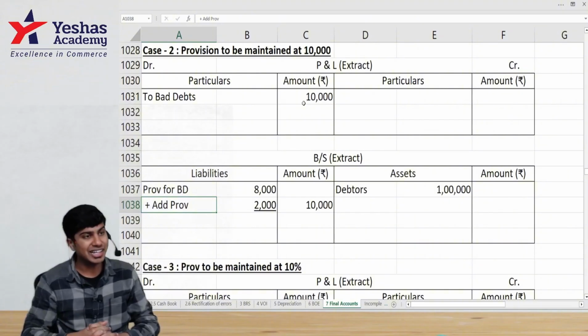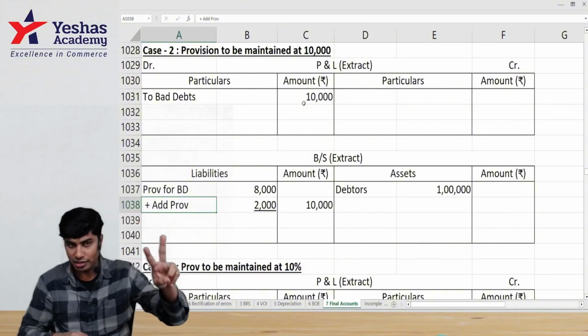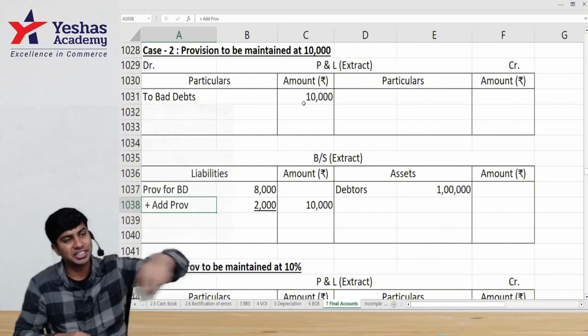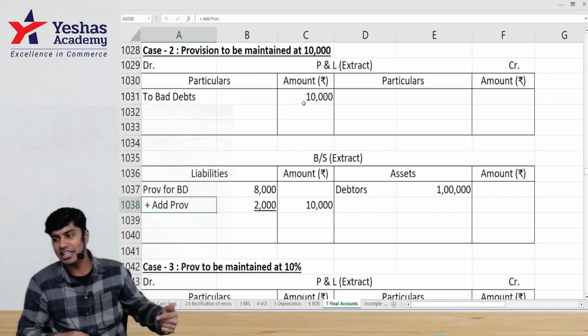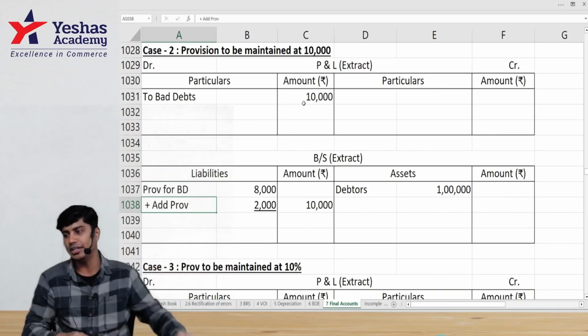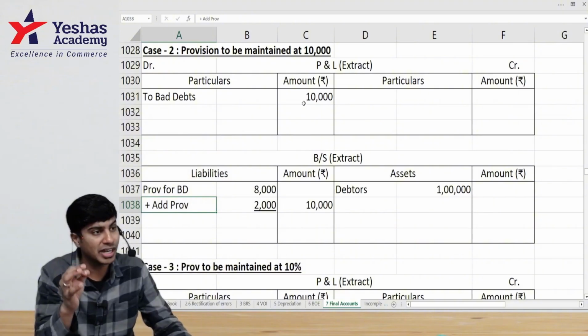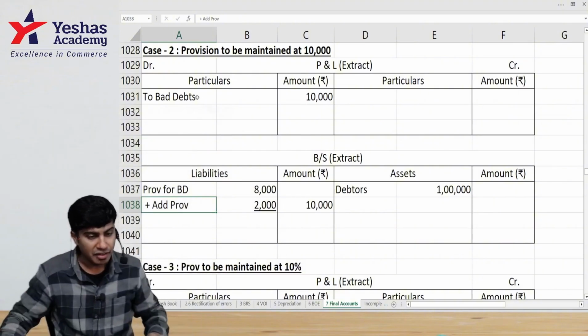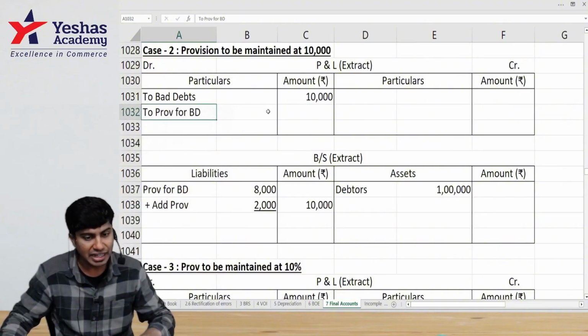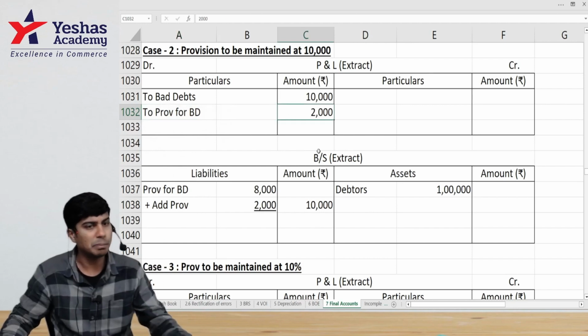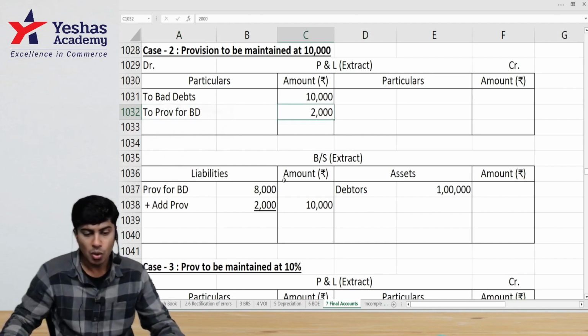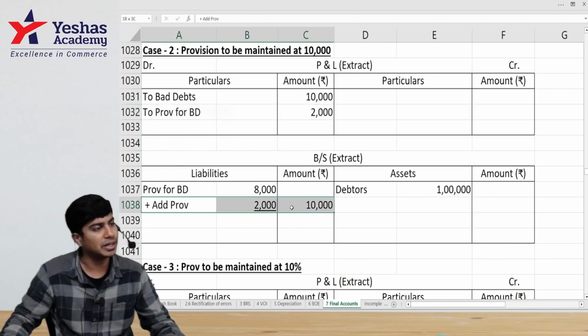When we are additionally creating provision of 2000, that additional provision creation, when you create it, it is an expense. Once you create it, it's a liability. When I'm creating it, I will add it here in my P&L as an expense, 2000. Once I create it, it becomes a liability.